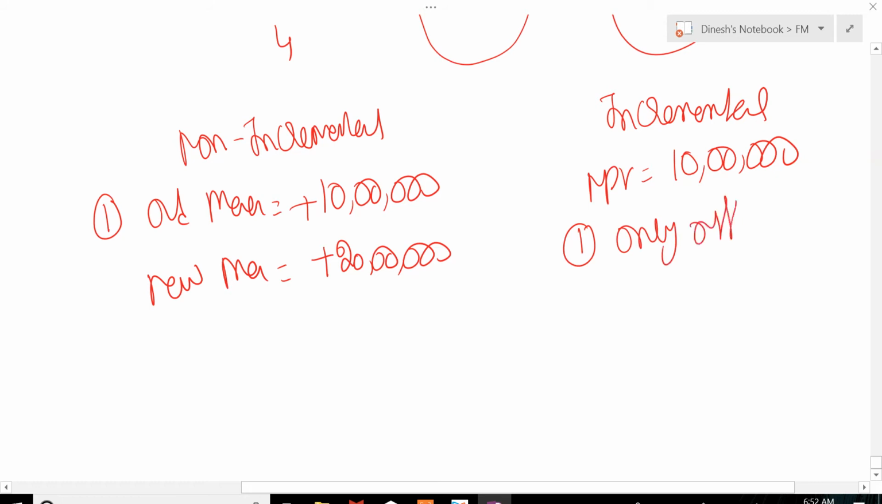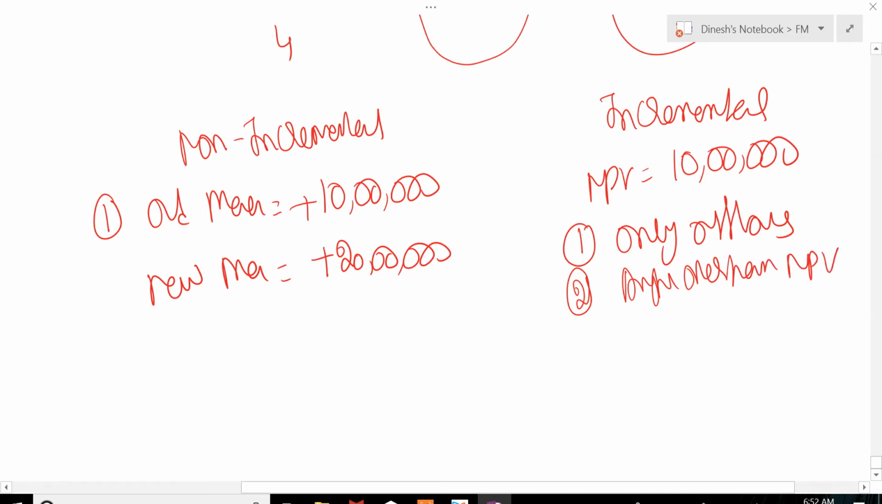Only outflow. If the question gives information only on outflows, then my non-incremental method may not make sense. I'll have to shift to the incremental method of analysis. Only outflows are there.